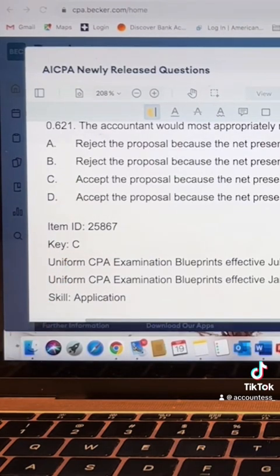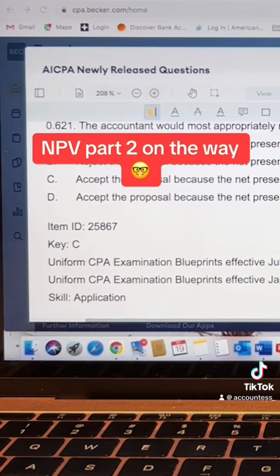So I'm gonna do a separate video with a more complicated NPV problem that actually goes through how to use the NPV formula in Excel. I don't know if we would actually need to go that far on the exam, but it's good to know.